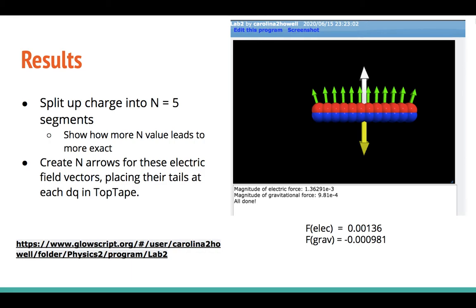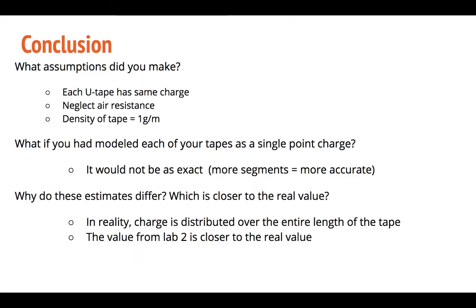When I split the charge up into 12 segments, it ended up giving me pretty close results, but not super exact. And you can see that the green arrows belong to the charges, but then the white and yellow distinguish the electric and gravitational forces.